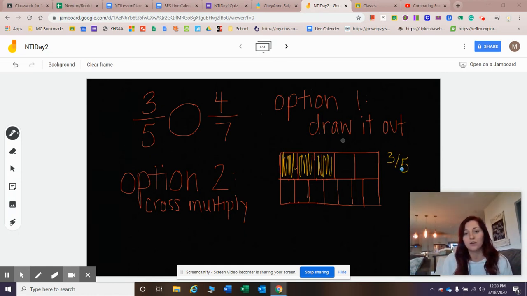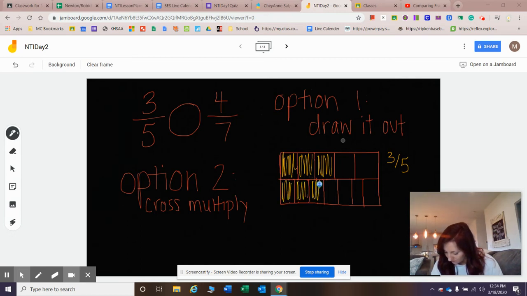Notice too how my two fraction bars are the same size. Just a hint, I draw a big rectangle and then I cut it in half so that I know for sure that they're going to be the same size. And then you have 4/7. So I'm going to color in 4. Ooh, these are really close. I prefer you draw it out and you cross multiply. So let's see what cross multiplication has to say.